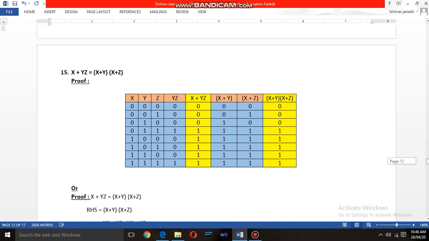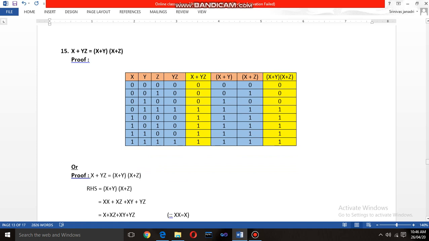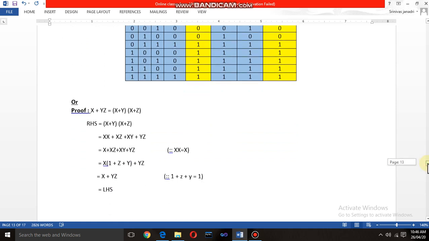If you are getting it, that's okay. If you are not understanding, you can ask in the WhatsApp group. The algebraic method I will explain to you.